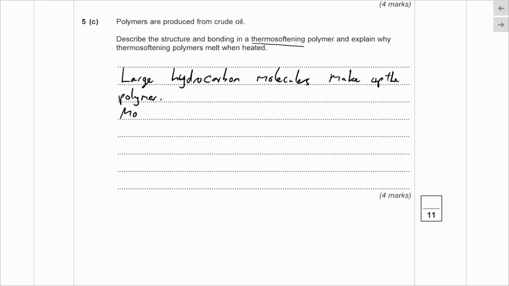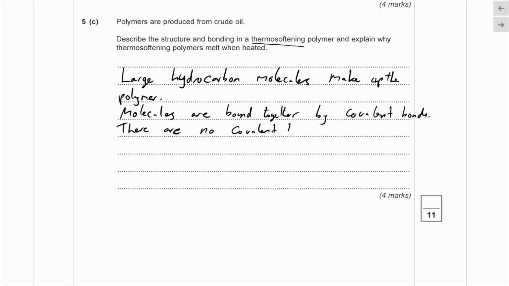Okay, I'm going to say that the molecules are bound together by covalent bonds. Okay, I'm going to say there are no covalent bonds between the molecules. Okay, so there are no covalent bonds bonding one molecule to another. Covalent bonds are only found within each molecule. Okay, so between molecules.